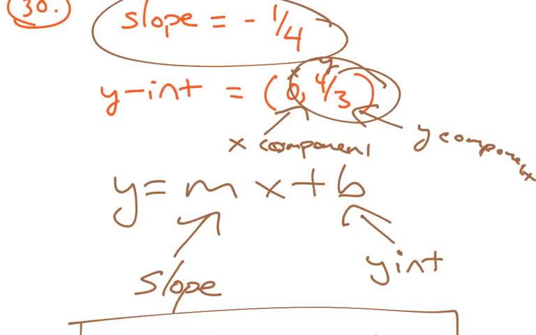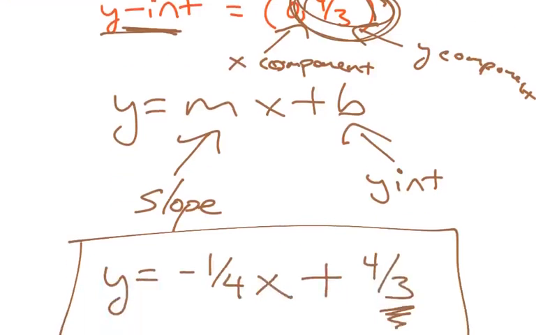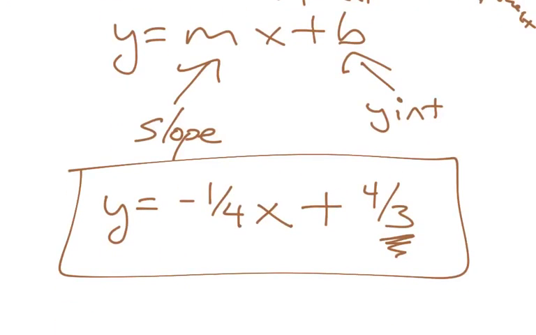You don't really need to know these words, but the y-intercept is just the y part of the pair, the y component of the ordered pair. Okay, so that's it. You just write that out like that. And that's your answer. Okay.